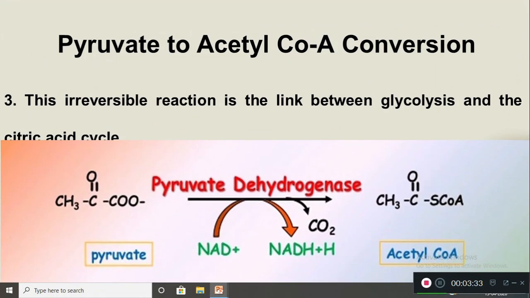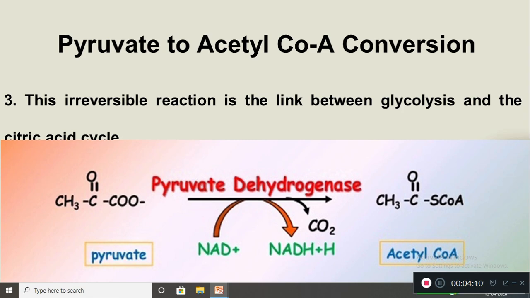The next point is how this reaction takes place, which is represented in this figure. The chemical structure is not very important from a nursing point of view. If you are good at drawing the chemical structure, you can write it. During the conversion, one NAD molecule is reduced to NADH, and carbon dioxide is released by decarboxylation. So that is the process.